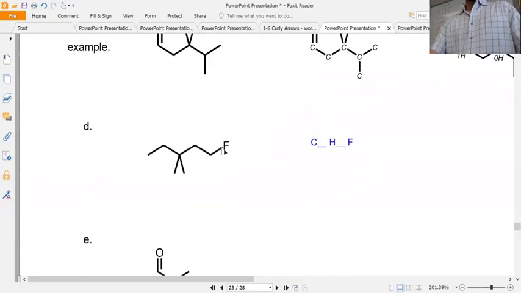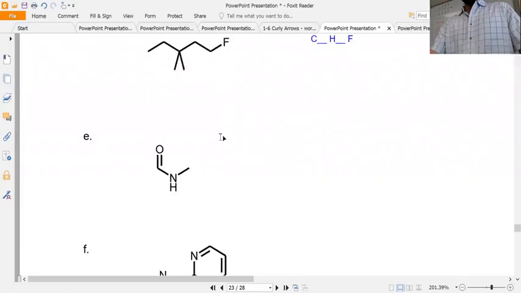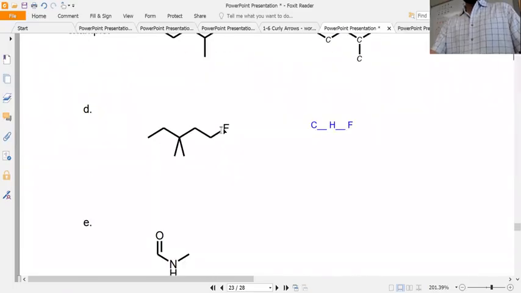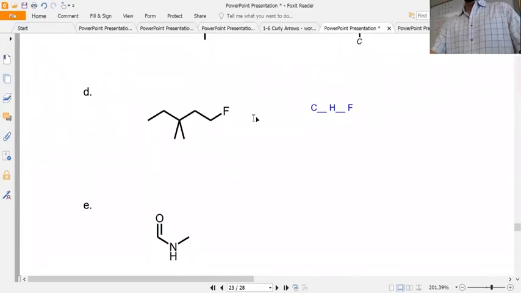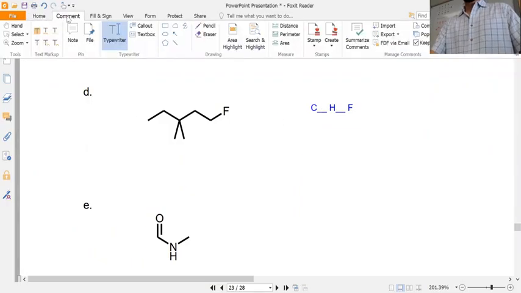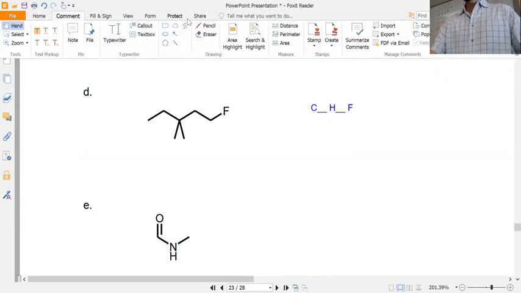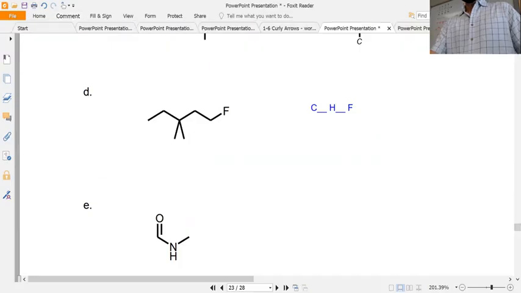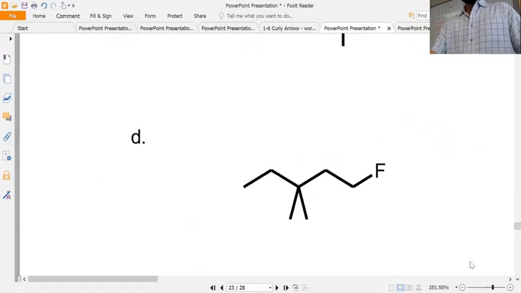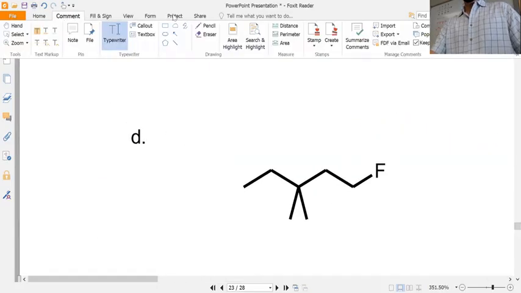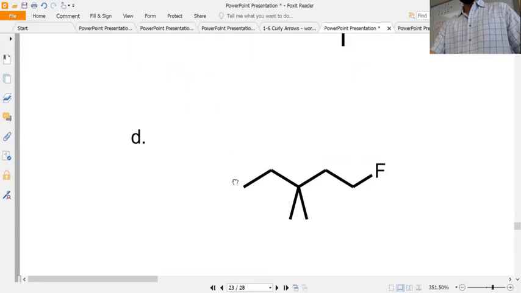We'll do D, E, and F, just so that I treat your section the same as the other section. We can do this shortcut. Hooray! Remember the shortcut. Why can I use a shortcut? Because there are no double bonds.